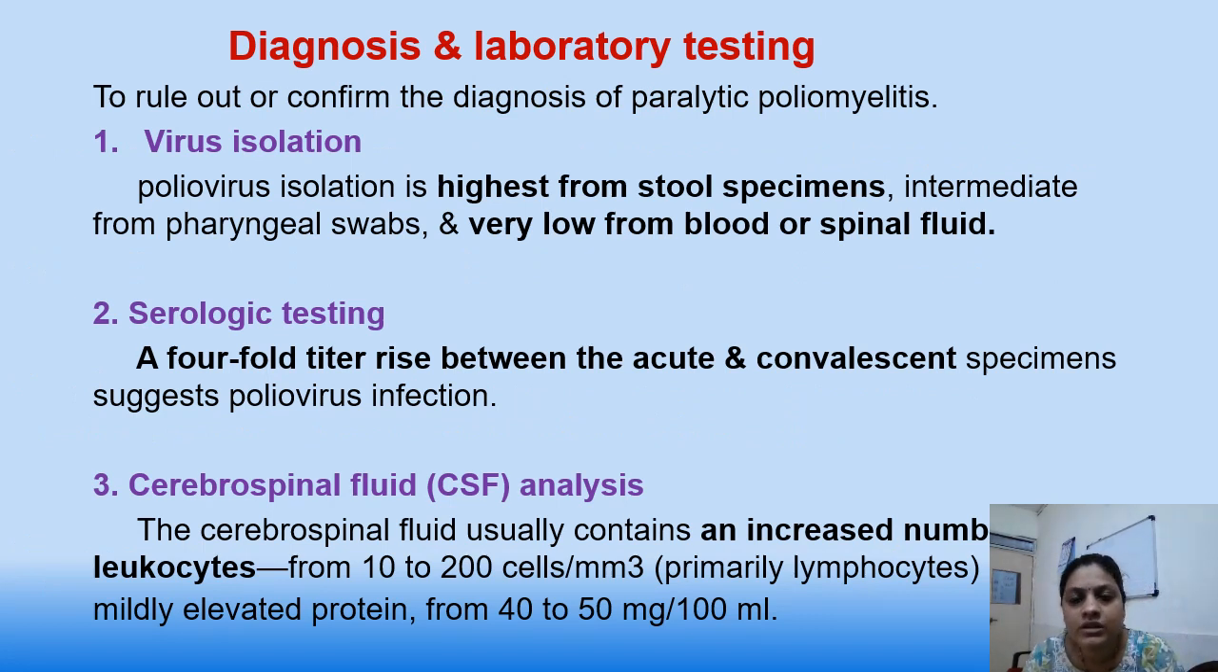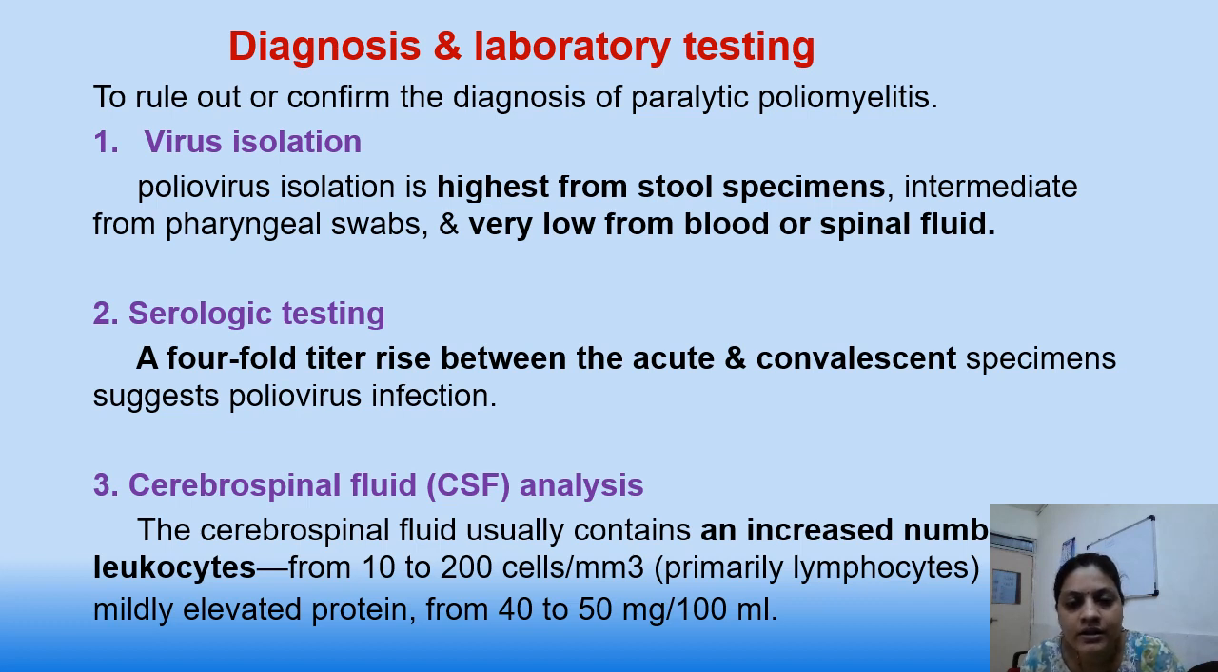Now, how do we diagnose and confirm the case of poliomyelitis? To rule out or confirm the diagnosis, we have to do virus isolation. That is the foremost investigation, the most important one which we do. Poliovirus is isolated from the stool samples. There are intermediate chances to get it from pharyngeal swabs, and a very low chance that you will be able to isolate it from blood or spinal fluid. So most commonly what we do is to collect the stool samples.